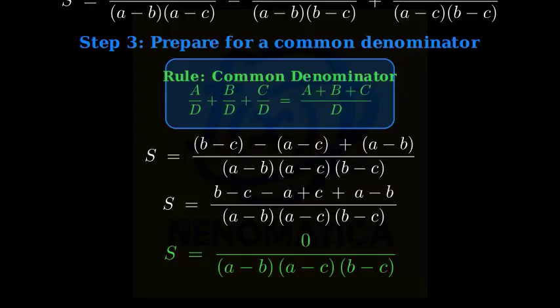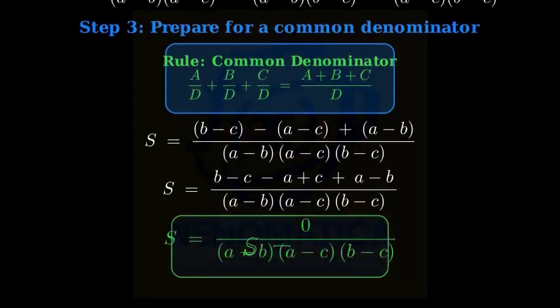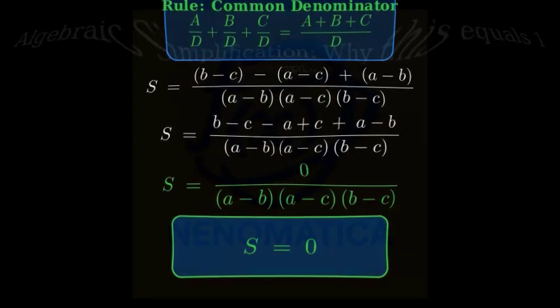A 0 numerator over a non-zero denominator equals 0, provided a, b, and c are distinct so none of the factors vanish. Therefore, the entire sum is equal to 0.